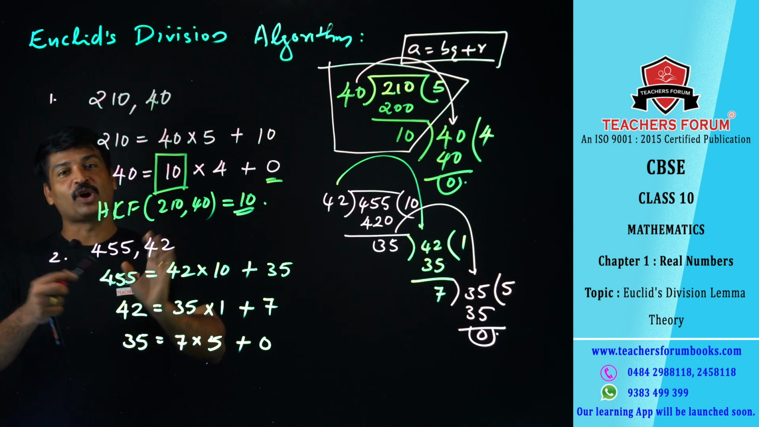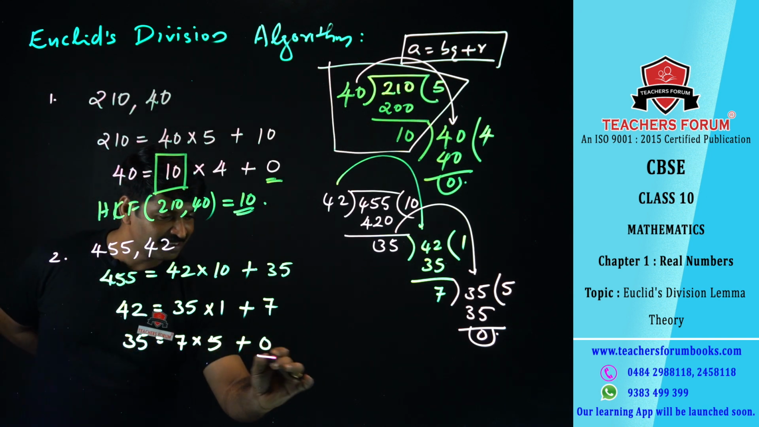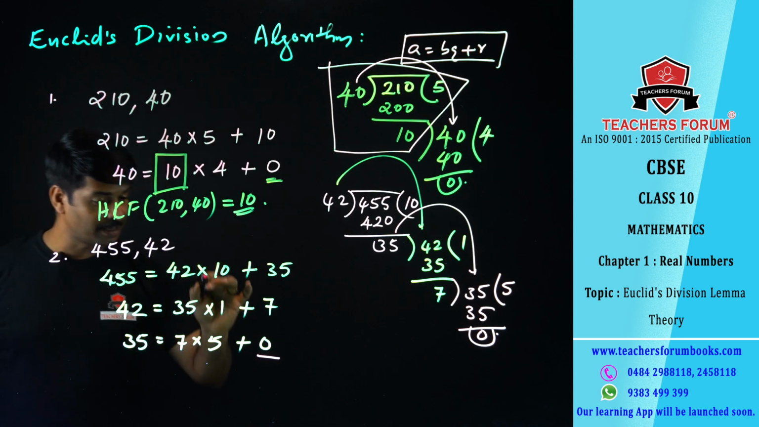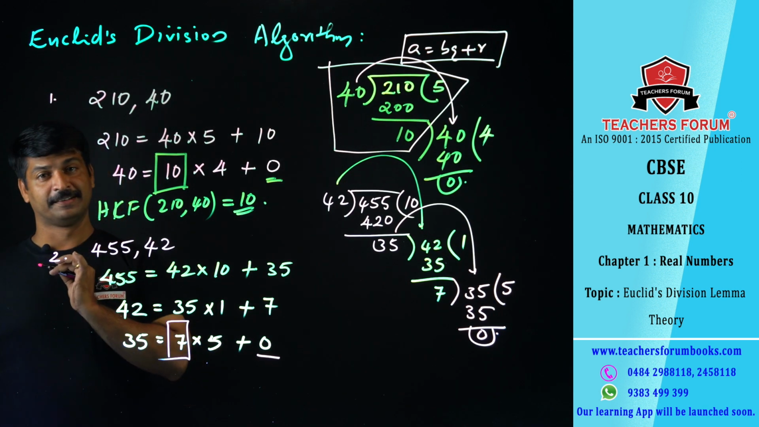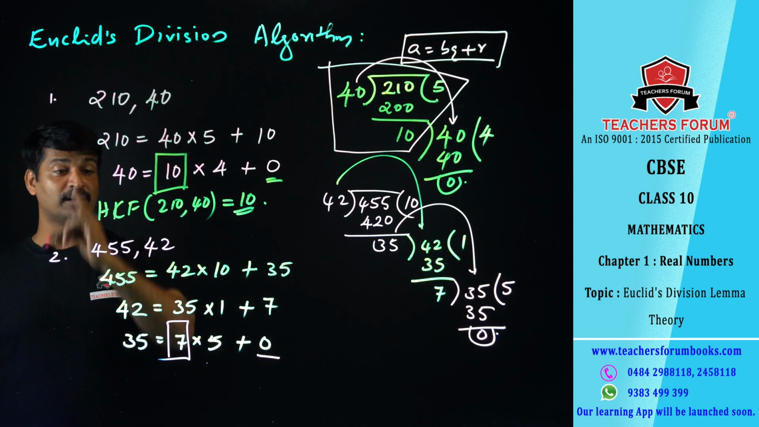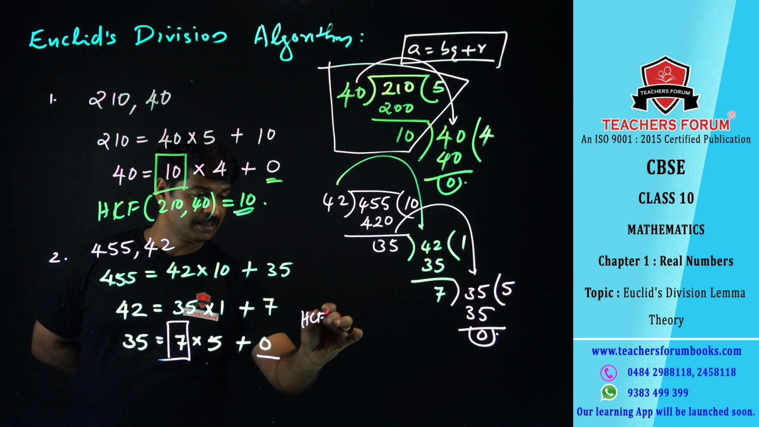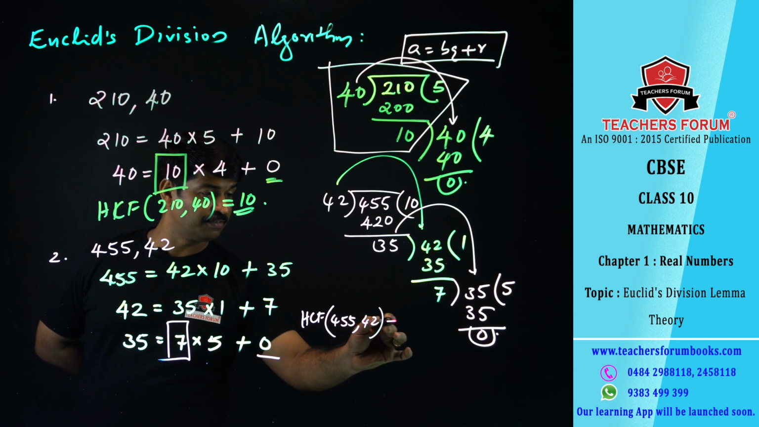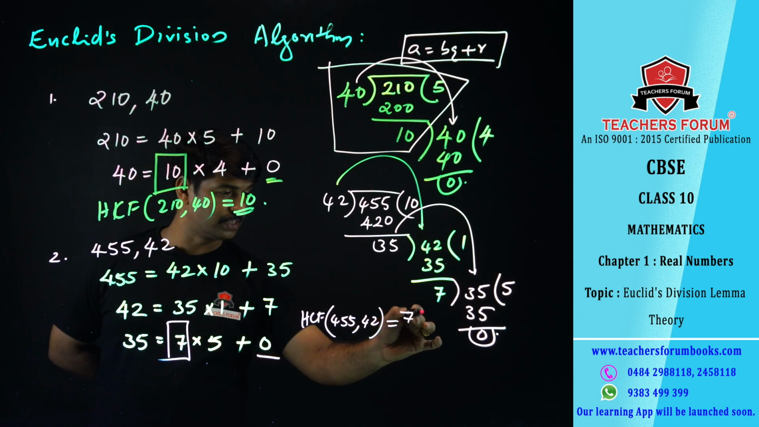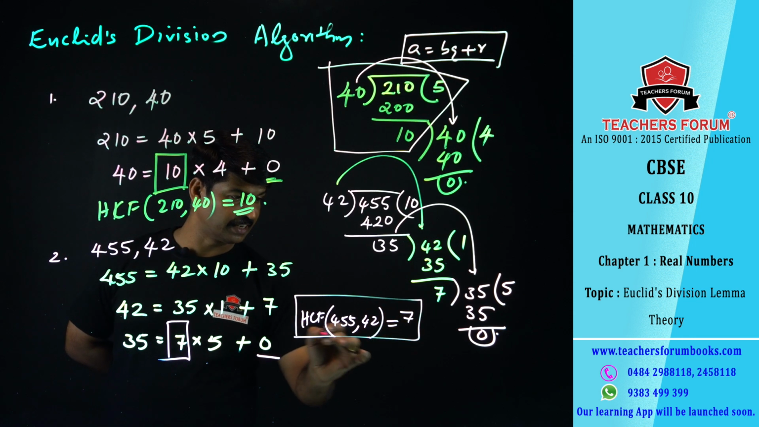Now the process stops here. So what is the remainder here? Remainder becomes 0, isn't it? When the remainder becomes 0, the divisor is called the HCF of the given two numbers. So here, what is the HCF of the given two numbers, 455 and 42? HCF is equal to 7. I think it is clear.